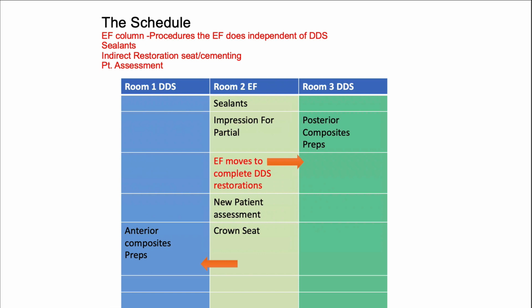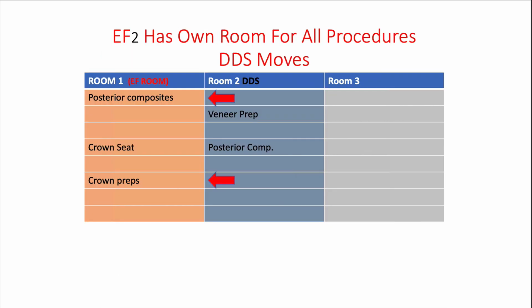So they got kind of a mix. You've got their own room, but they can move out of that room into other areas. So that gives them their own column and their own place. The other place is for the EF2 to have their own room in all the procedures. So their patients that they're seeing, like the hygienist is seeing the dentist's patients, but basically it's their patients that they're seeing in their column.